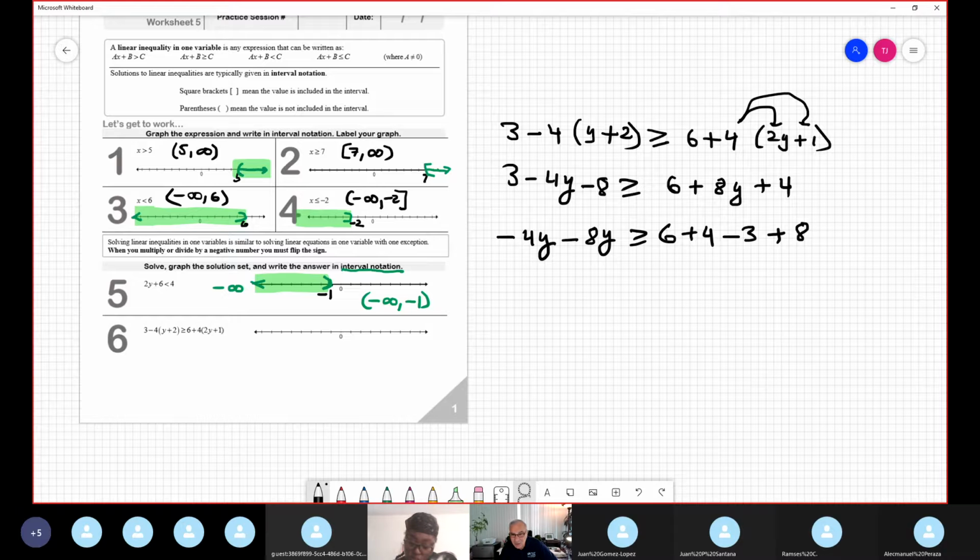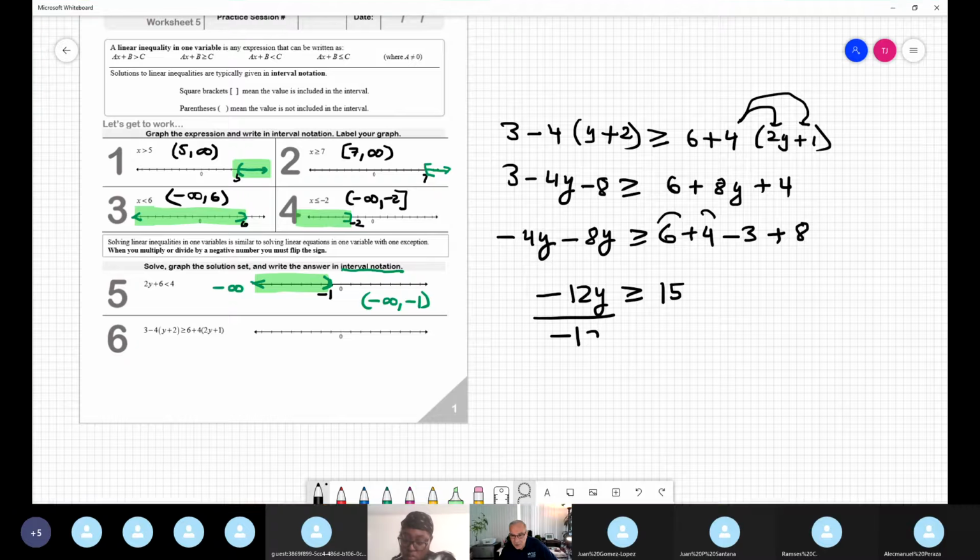So now you have here negative 12y greater than or equal to 10 plus 4 plus 6. Sorry: 10 minus 3 is 7. 7 plus 8 is 15. Finally, divide by negative 12, both sides.